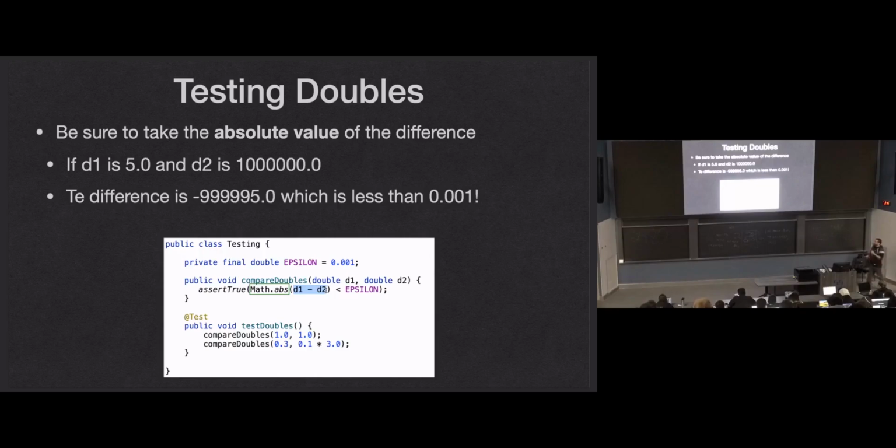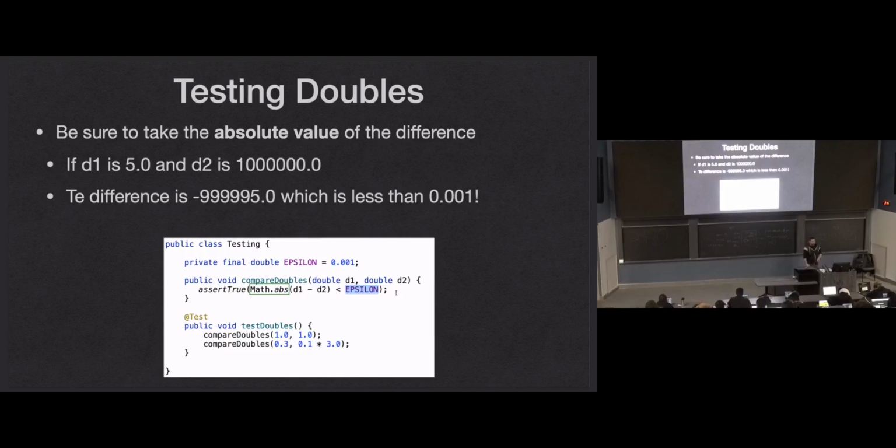So for example, if D1 is less than D2, you're going to get a negative number, and any negative number, even if it's negative 1,000,000, is going to be less than whatever you chose for epsilon, because you're always choosing a positive value for epsilon. So don't forget your absolute value.